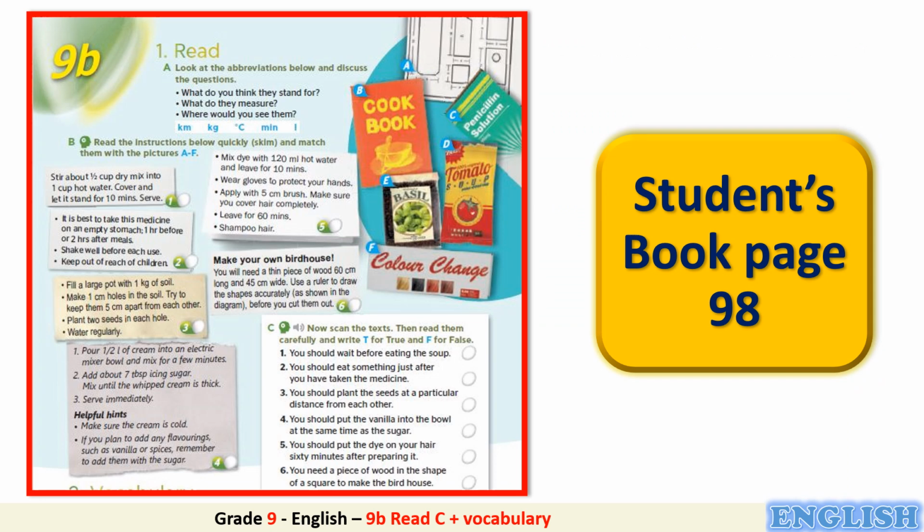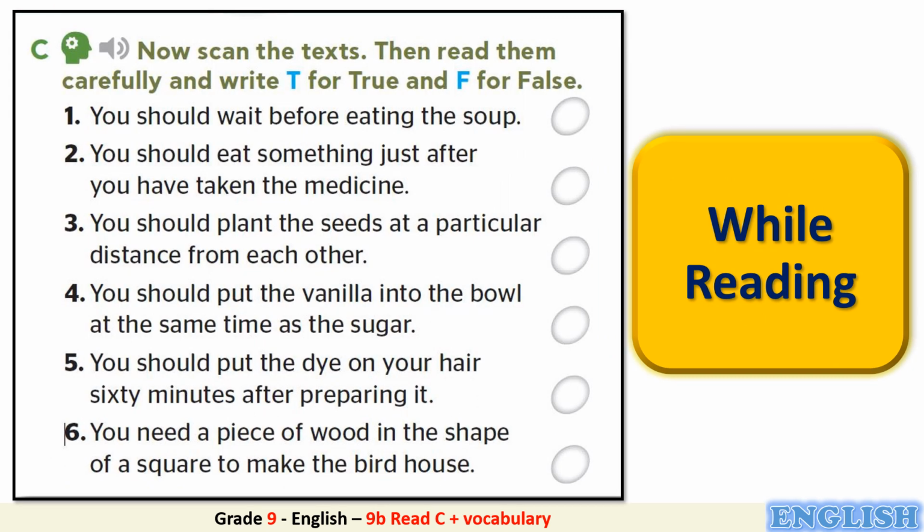After this quick revision of some items from the previous lesson, let's go to student's book page 98. Now we are going to start with exercise C. It's a reading activity. In this activity, you are going to scan the texts, then read them carefully and write T for true and F for false.